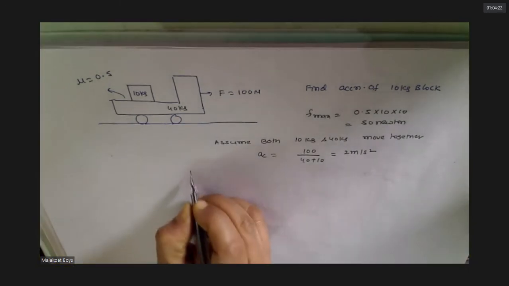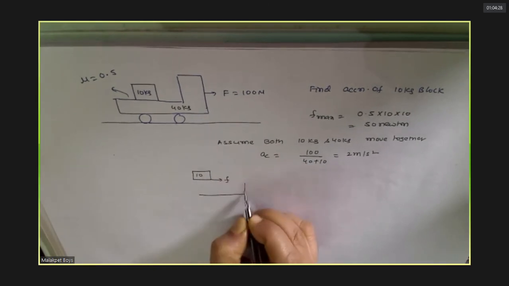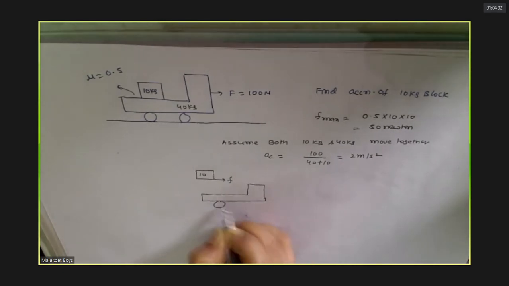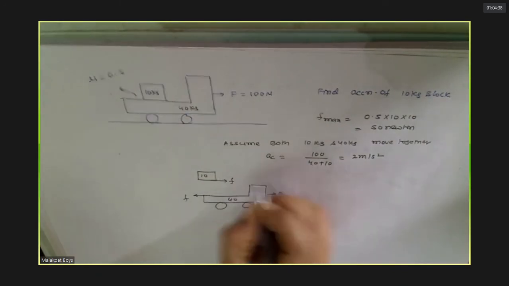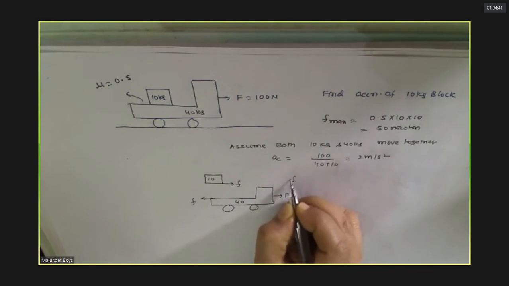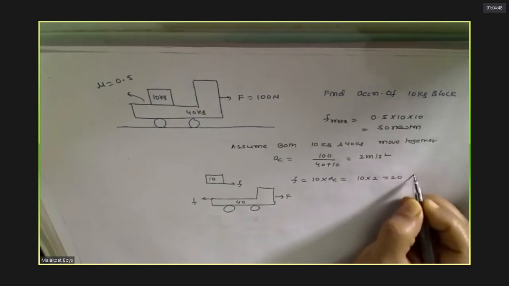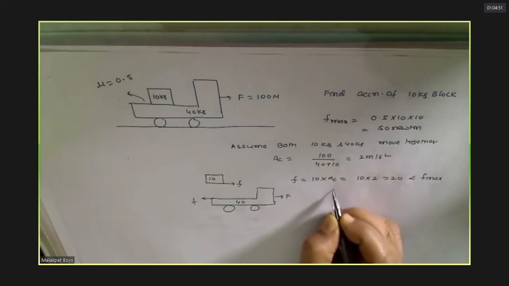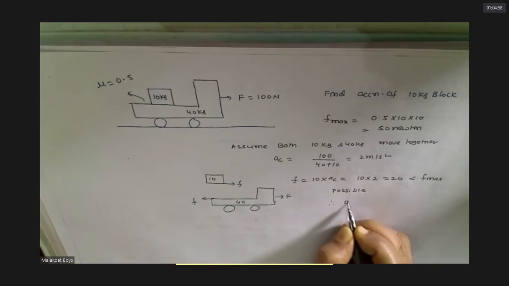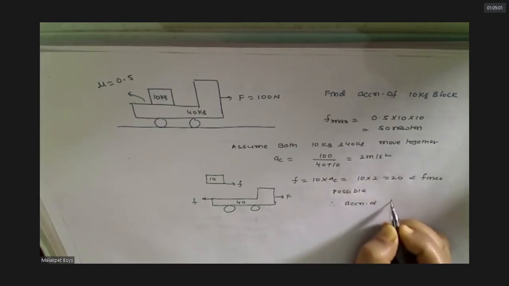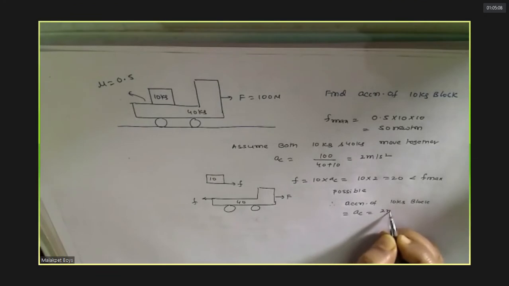Yeah, after that, the cause of motion of this is frictional force. This is the capital F, this is friction. This is 40. What is the acceleration of this? This is F is equal to M into common acceleration. That comes to be 20, less than F max. Possible or not? Yes, sir. Therefore, this is nothing but the common acceleration of 2 meter per second square.